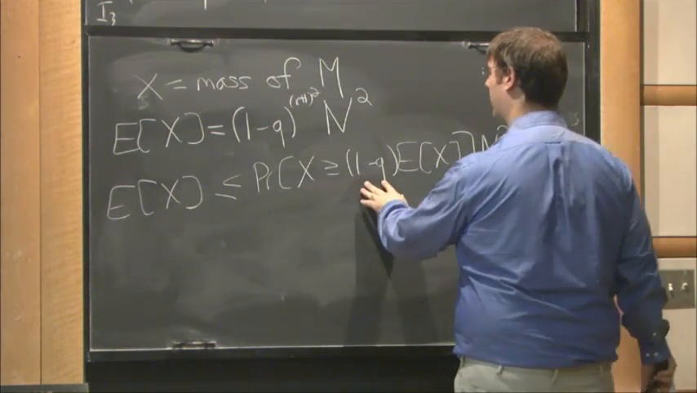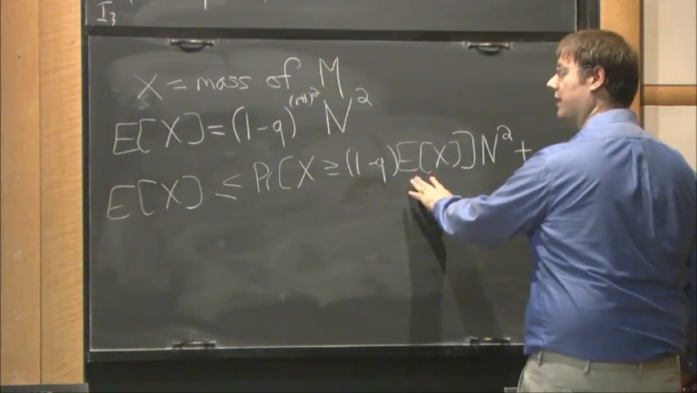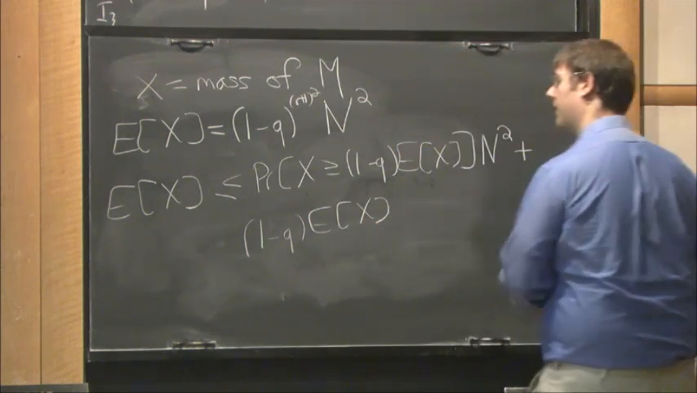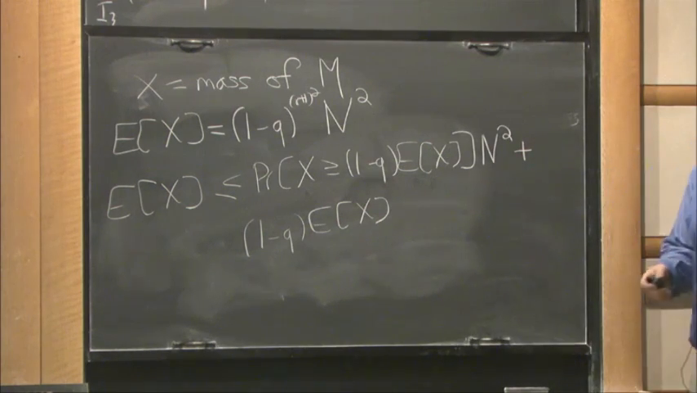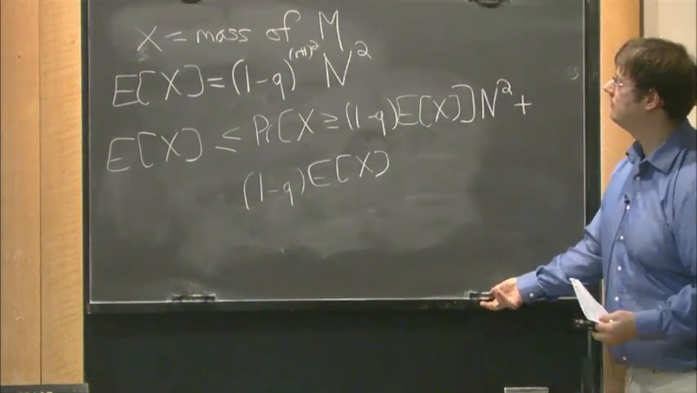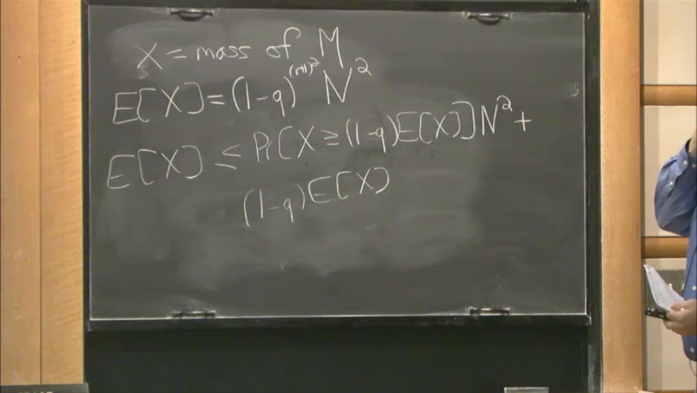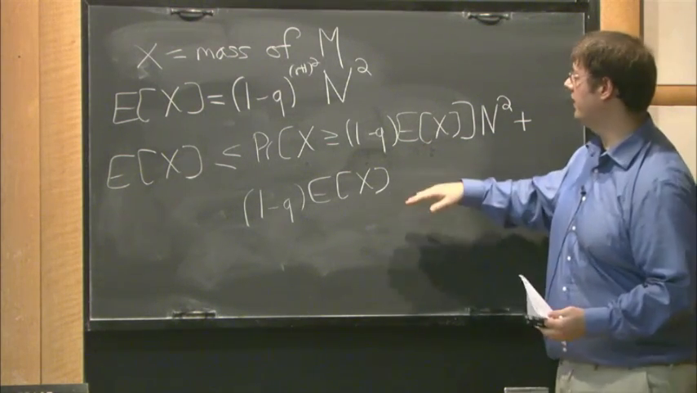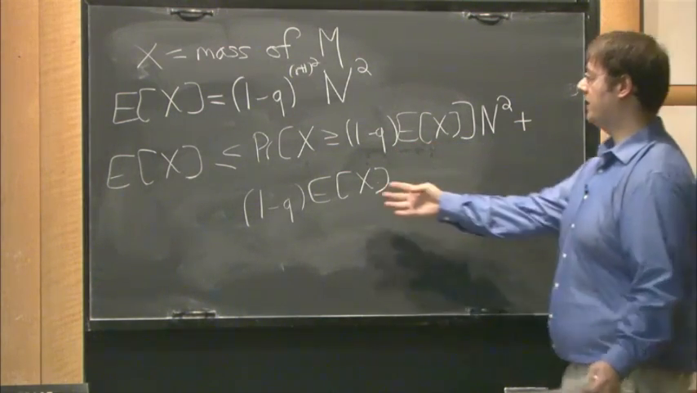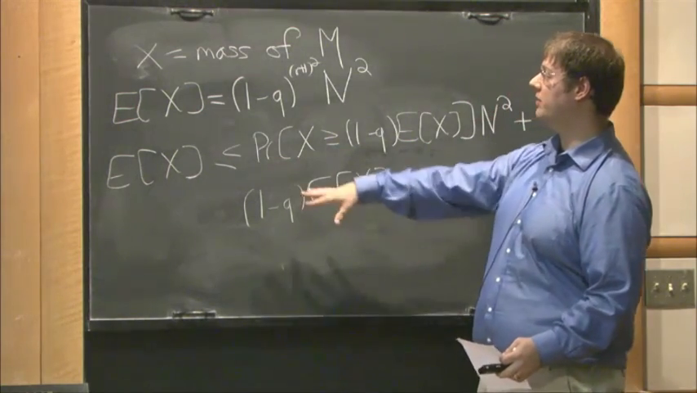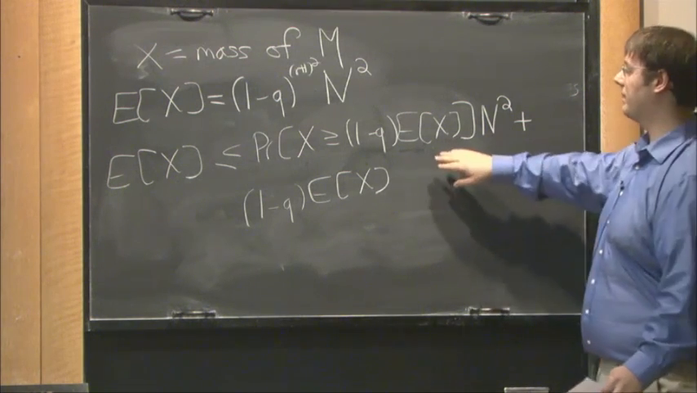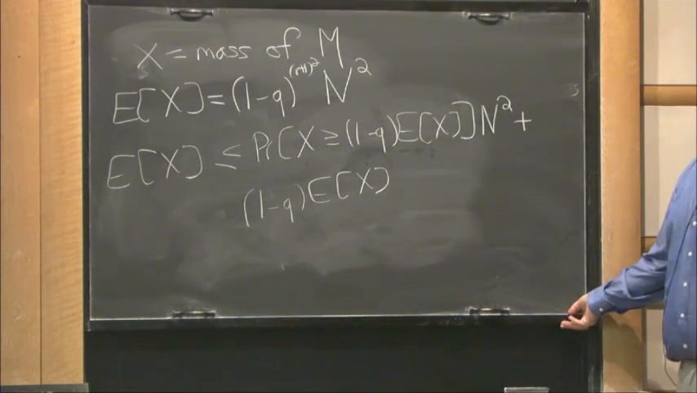Otherwise, x is at most 1 minus q times the expected value. So then you get 1 minus q times the expected value of x. So you're adding 1 minus q times the expected value of x. So we have this simple inequality here. We can try to solve for the probability that x is at least 1 minus q times the expected value. And we subtract this from both sides, and you get q times the expected value of x divided by n squared is a lower bound on the probability that x is at least 1 minus q times its expected value.